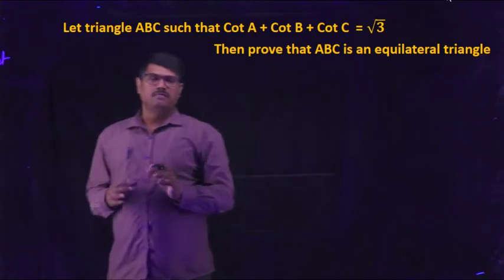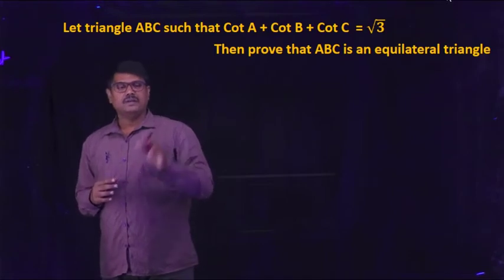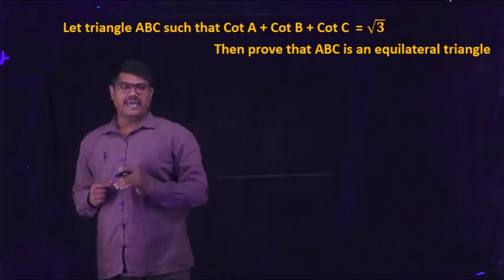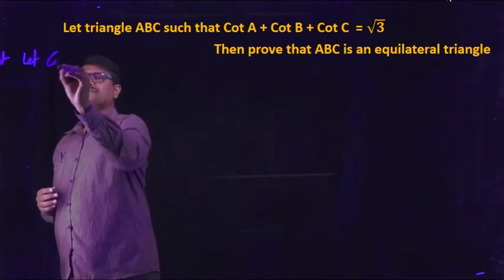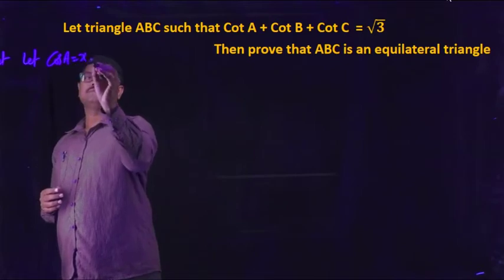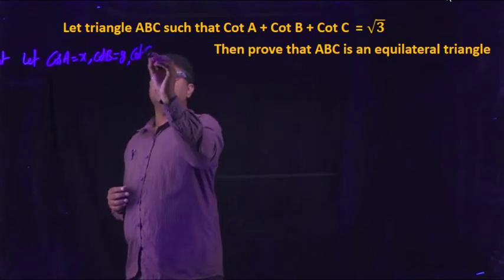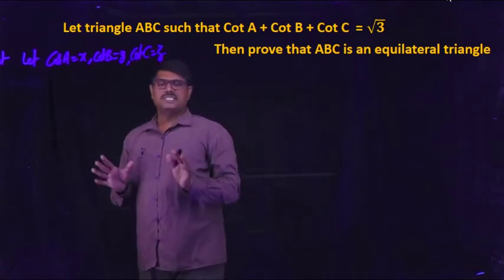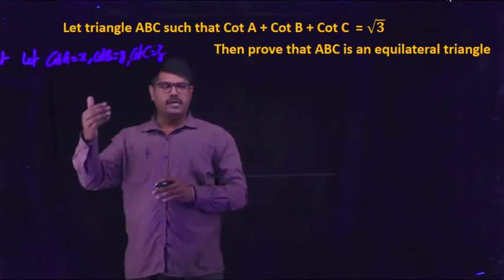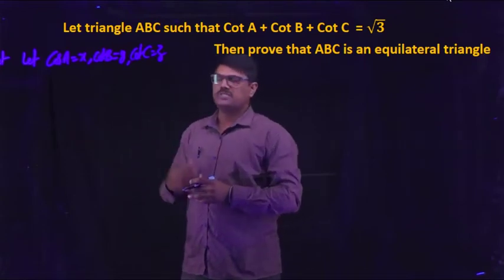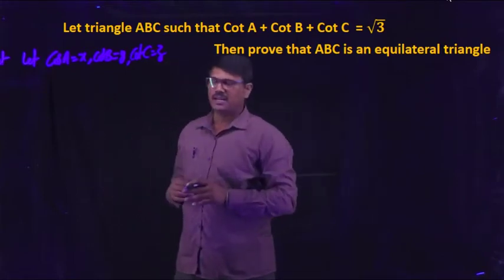For easy calculation and simplification, I am considering the values of cot A, cot B, cot C as x, y, z. So let us consider cot A value as x, cot B value as y, and cot C value as z. This is for ease of simplification and calculation. Instead of writing cot A, cot B, cot C every time, we are using simple notations x, y, z. So it is no problem to consider it like that.